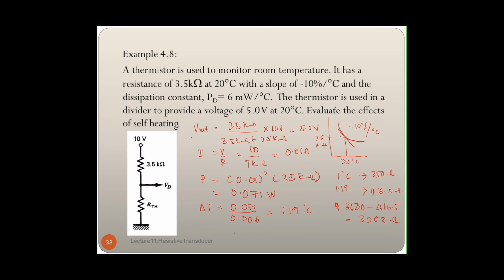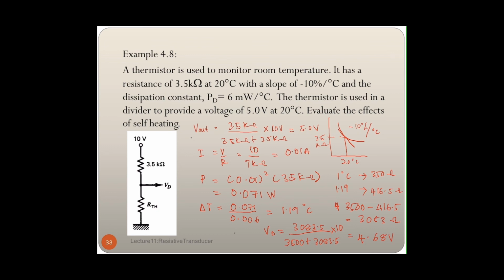So let's see what happened to voltage output since the resistance value has decreased. Using the voltage divider equation, we can calculate the voltage output is equal to 3083.5 divided by 3,500 plus 3,083.5 multiplied by 10, which gives us the voltage output is actually 4.68 volt.